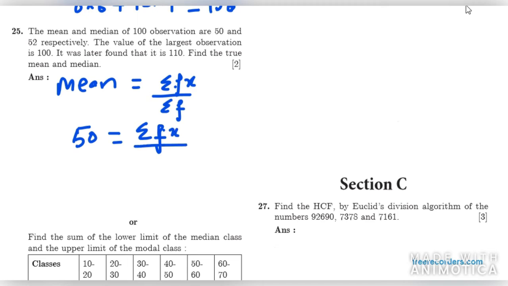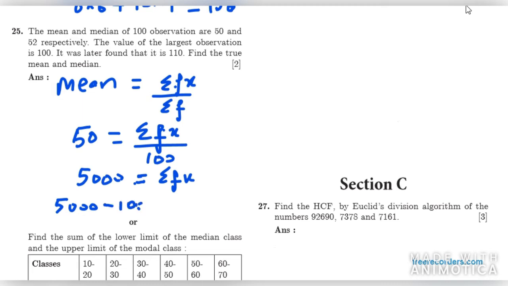Now it says the value of the largest observation is 100. So it is here. That means my summation of fx will be 5000. Now we need to find the change in the value. First we have to take 5000, then subtract 100.